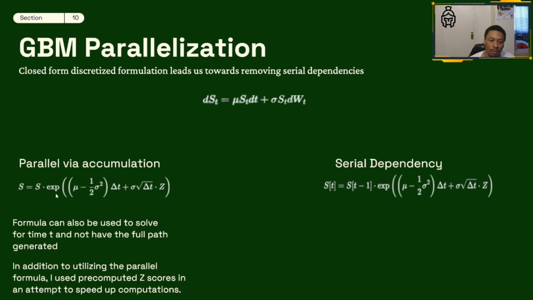You can just solve for whatever time that you're looking for, whether it be half of your time period or the full time period. In addition to this, one thing I did try to implement was using pre-computed z-scores. So rather than, if you can see in this formula, rather than having to recompute this normal variable every time that this loop iterates, we can just set this loop z to equal to a length of n and store that many random variables to try to speed up computation.